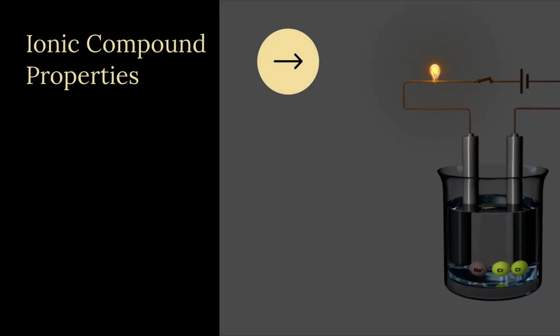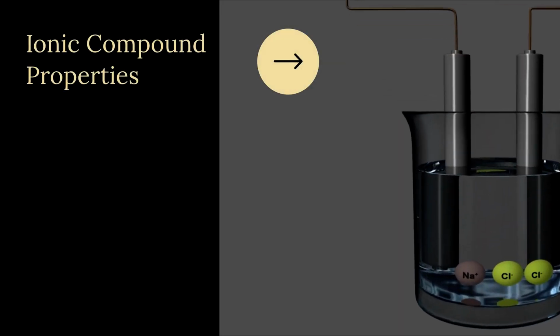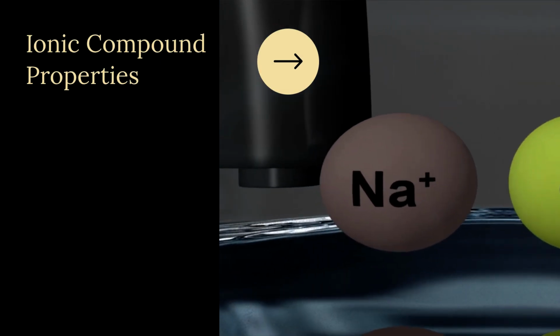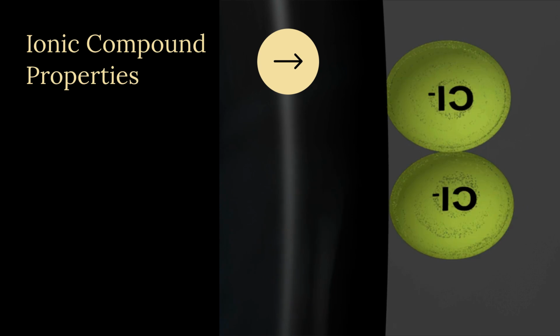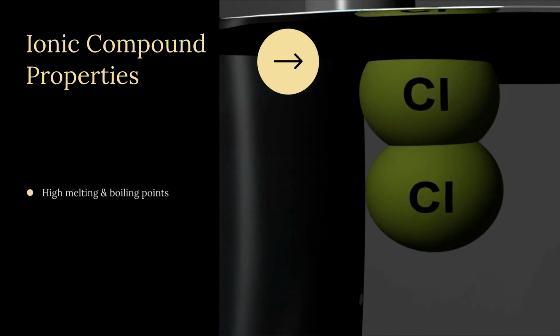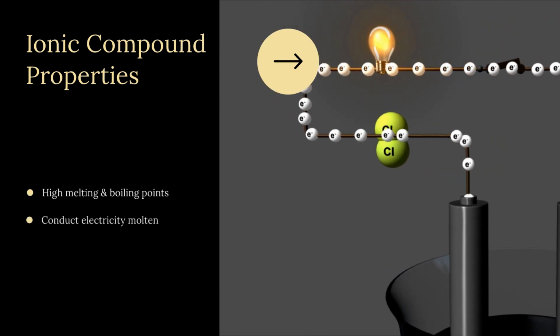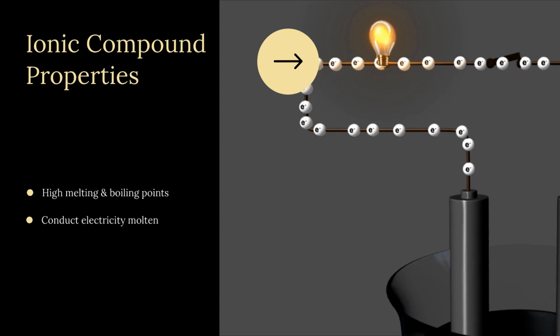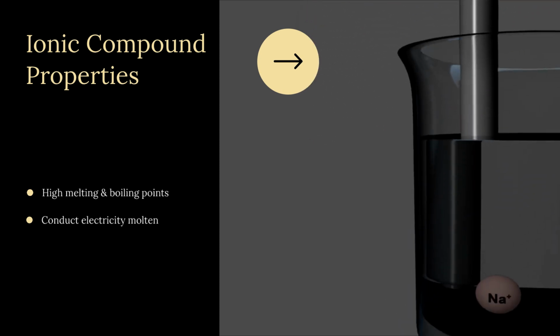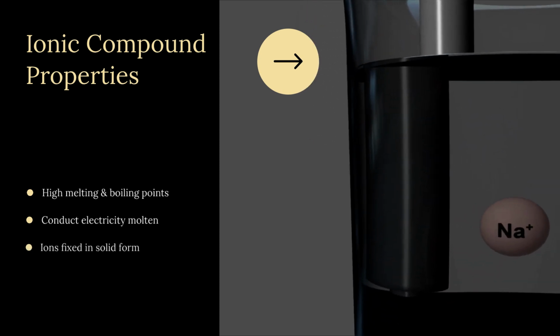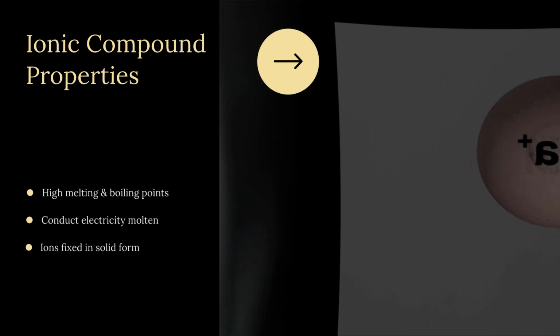Ionic compounds have high melting and boiling points due to strong ionic attractions. They dissolve in water as water molecules separate the ions. When molten or dissolved, ionic compounds conduct electricity. In solid form, ions are fixed, preventing electrical conduction. The giant ionic lattice explains these properties.